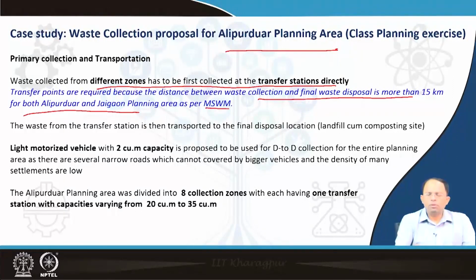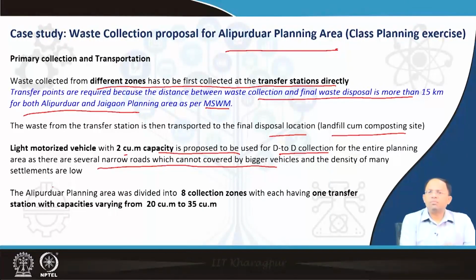And as per MSW rules, we can say that we require a transfer station in this case. The waste from the transfer station is then transported to final disposal, which is a landfill cum composting site. Light motorized vehicles with 2 cubic meter capacity are proposed to be used for door-to-door collection for the entire planning area, as there are several narrow roads which cannot be covered by larger vehicles.